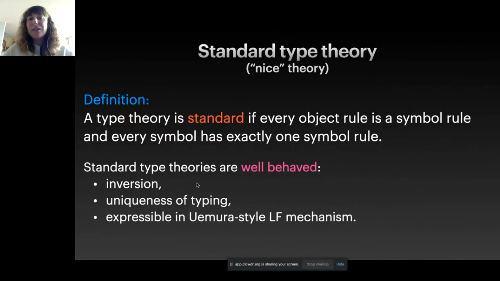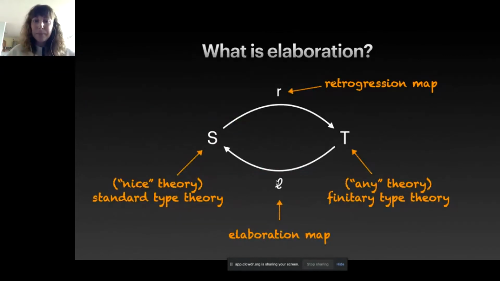Okay, so these are the kinds of theories that we're used to, and they're nice, and we want to work with them. We don't want to work with broken ones where the annotations are missing, right? In practice, we always want to say, oh, but actually, we have a standard type theory behind it, and that's our target theory. That's what we're working with. Okay, so elaboration would basically be how we take a finitary type theory here, and we want to produce a nice standard type theory and elaborate into that S with an elaboration map, and we have a retrogression map. And this one needs to have some nice properties. It needs to be well behaved.